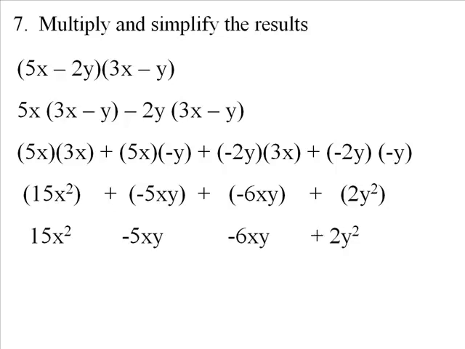Now I don't need the parentheses anymore. And I'll combine the negative 5xy and the negative 6xy. Those are the only like terms there. Negative 5xy, negative 6xy is negative 11xy.